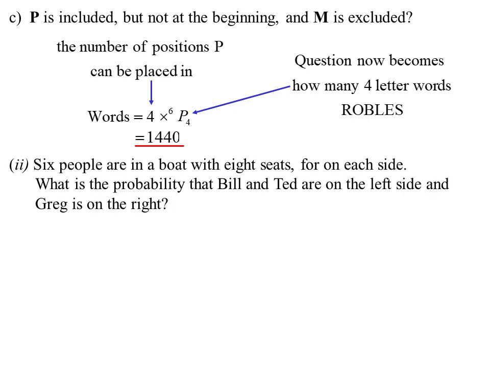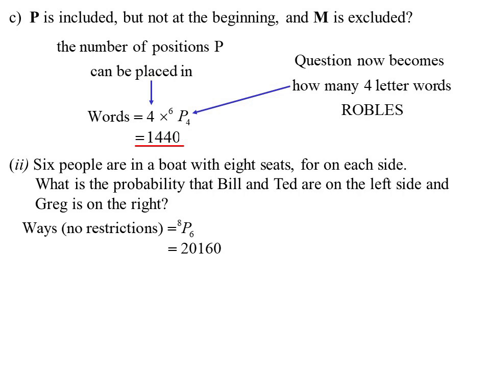6 people are in a boat. The boat's got 8 seats, 4 on each side, and they're not particularly good spellers. What's the probability that Bill and Ted are on the left side and Greg is on the right? Now it's a probability question. They haven't actually asked me for no restrictions, but I'm going to need that. That's going to go on the bottom of the fraction. So let's work that out. 8 seats in the boat. We're going to end up using 6 of them because 6 people are going in. I know the bottom of the fraction is going to be 20,160.